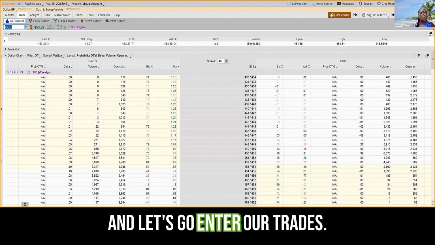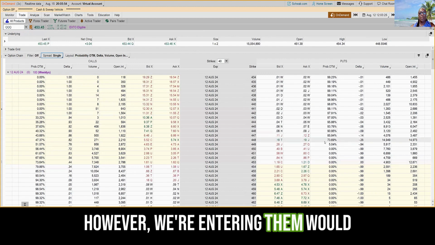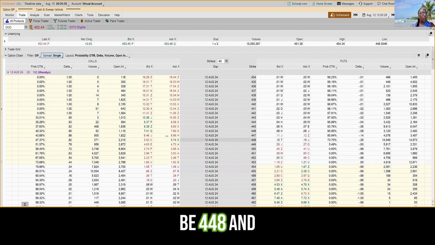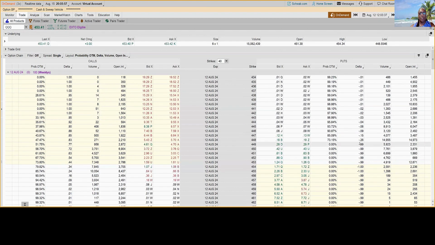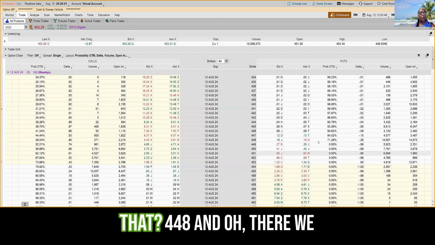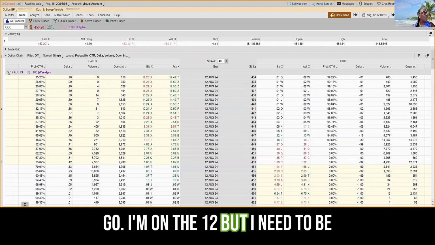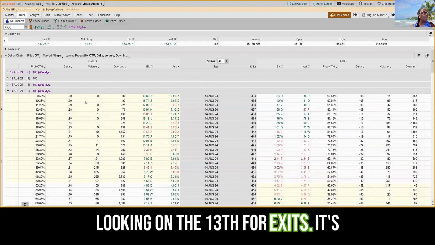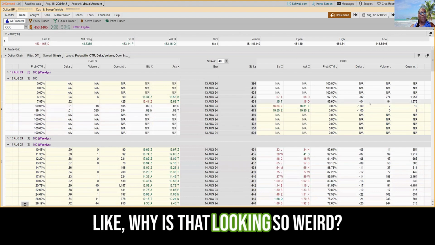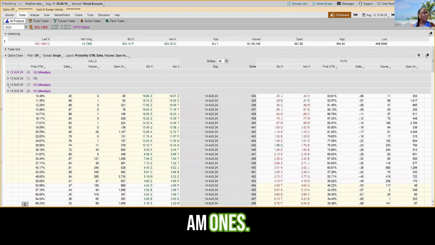Okay, let's go enter our trades. However we're entering them would be 448. And why is that delta showing up like that? 448 and... oh, there we go. I'm on the 12th, but I need to be looking on the 13th for exits. I was like, why is that looking so weird? Oh, wrong one. That's one of those AM ones.